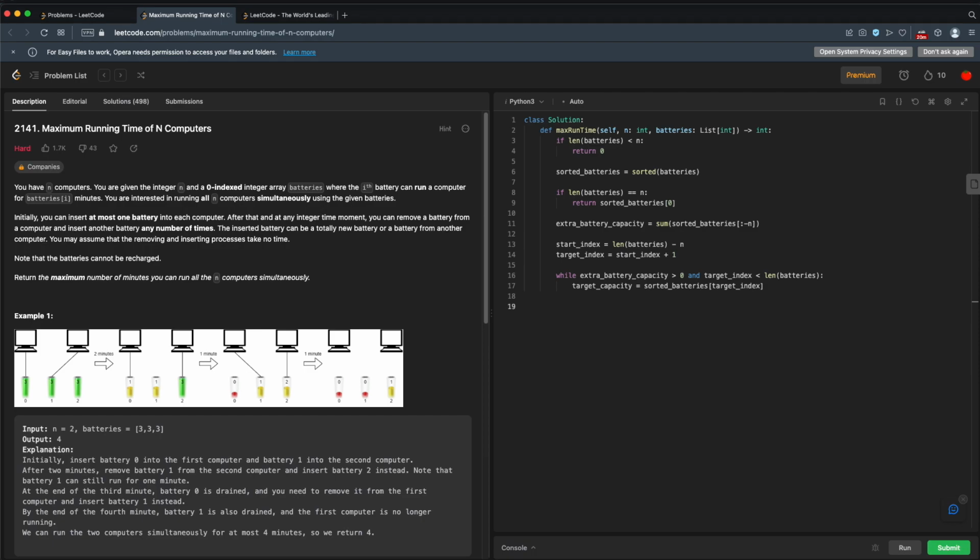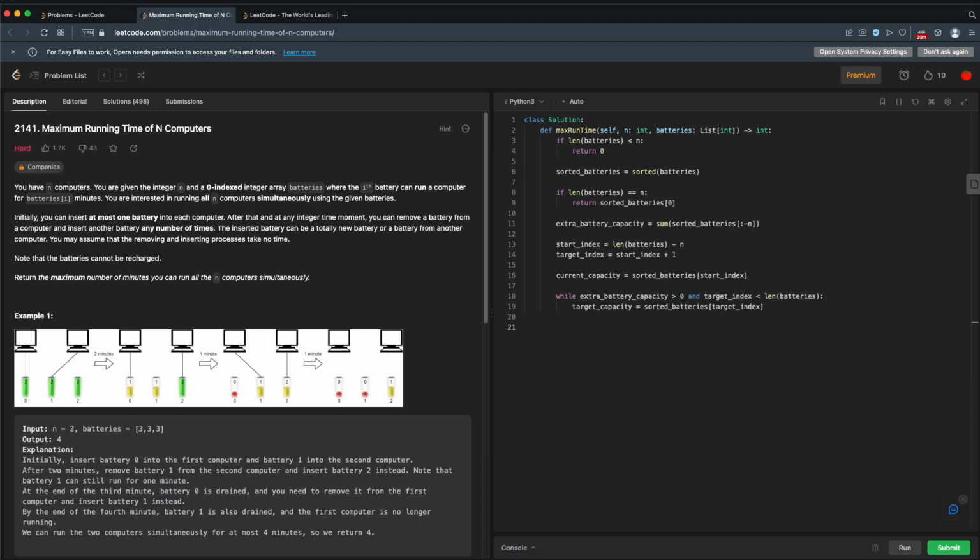That's our target. Do we have enough battery capacity in our extra battery capacity to actually increase our current capacity up to this target? Well, let's find out. So let's keep track of our current capacity. Let's actually start that out here. So our current battery capacity will just be the capacity of this current or start battery. So that's sorted batteries at the start index.